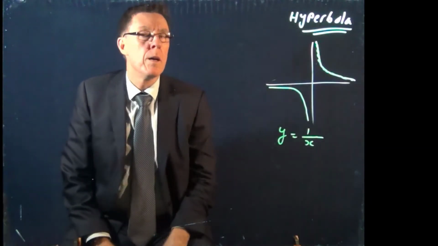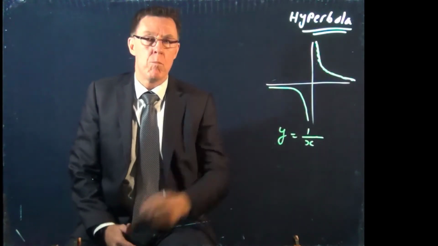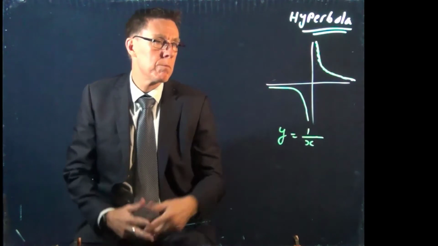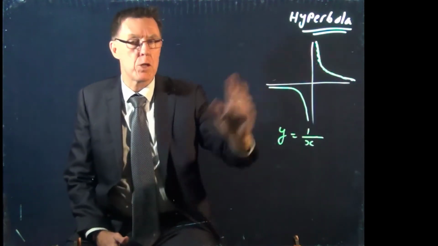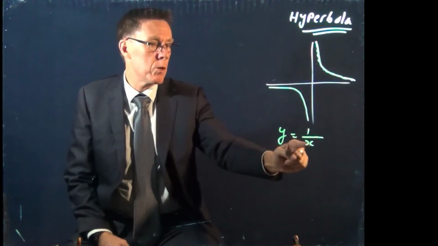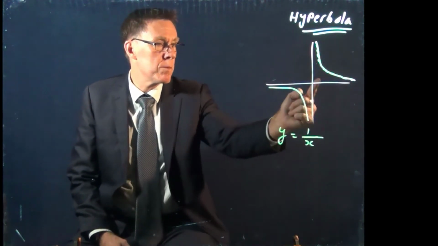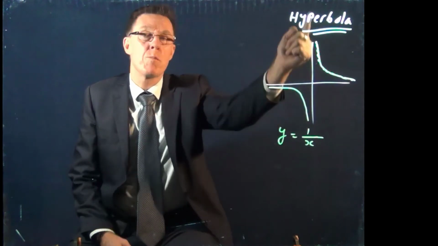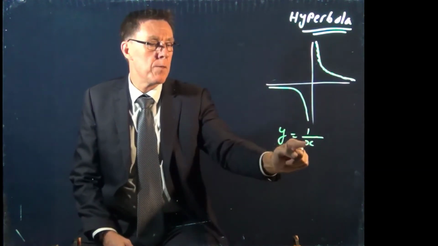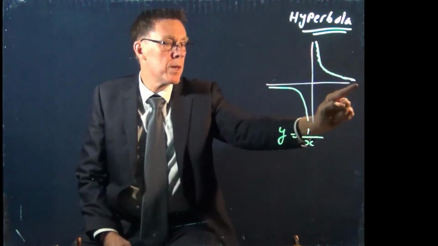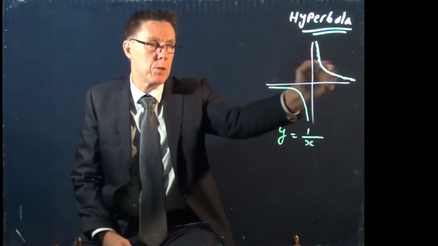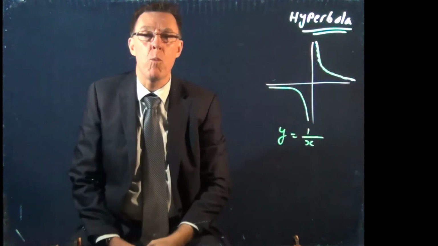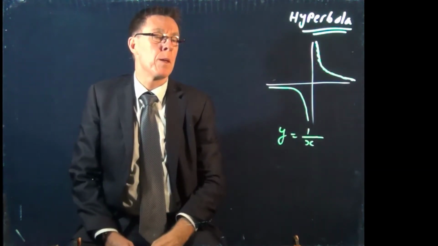Now, this video covers the hyperbola, our 1 on x type graphs. If you were to do up a table of values, you should be able to see that this shape comes out quite readily. If x is very, very small and positive, it's going to produce very large positive y values. If x is very large and positive, 1 divided by a large number would be small and positive, and then the same applies for the negative. So anything that's got this shape is a 1 on x graph or a hyperbola.